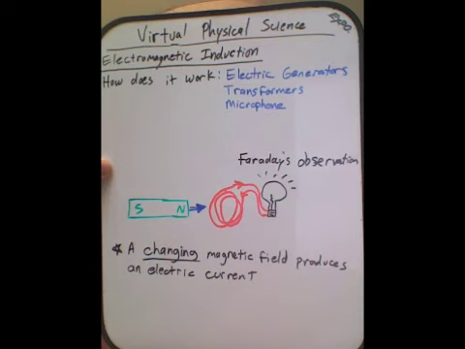Electromagnetic induction can be stated simply as: a changing magnetic field produces an electric current. Just a magnetic field won't. If you just set that magnet next to the coil and wait, nothing will happen. You have to move the magnet. You have to change the magnetic field in order to produce the electrical current. So please keep that in mind as we move through this stuff.